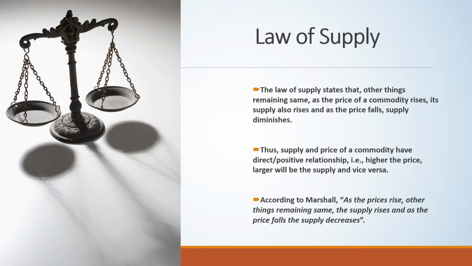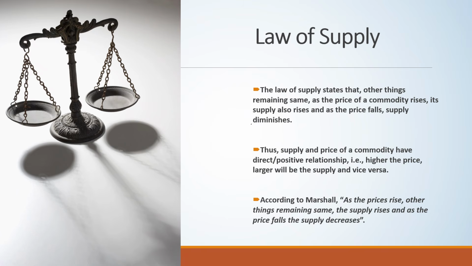So now we will move on to the law of supply. The law of supply states that other things remaining same, which I will explain to you in the next. Other things means income of the consumer should not change, only price should change. So the law of supply states that other things remaining same, as the price of a commodity rises, the supply also rises, and the price falls, the supply also falls.